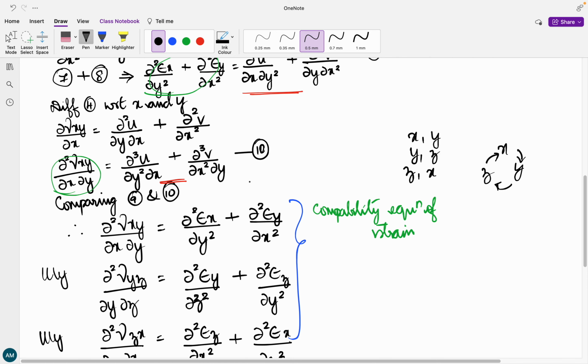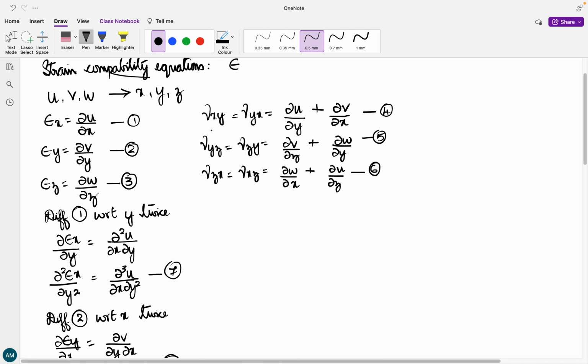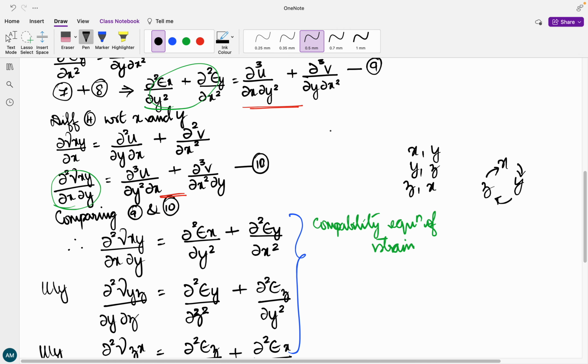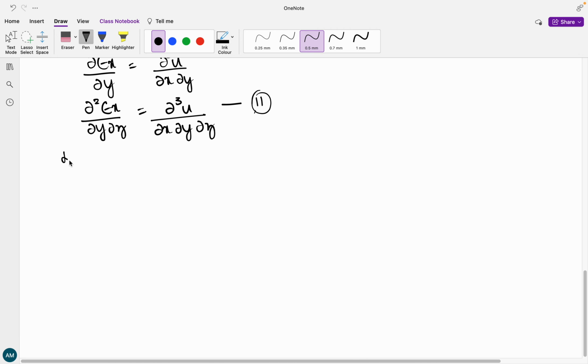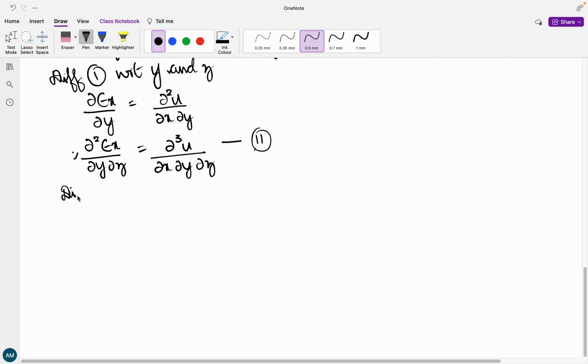Okay. Next, I will be considering this particular fourth equation. γxy is equal to ∂u by ∂y plus ∂v by ∂x. I will be differentiating this particular equation with x and z. Let me just write differentiating equation 4 with respect to x followed by z.